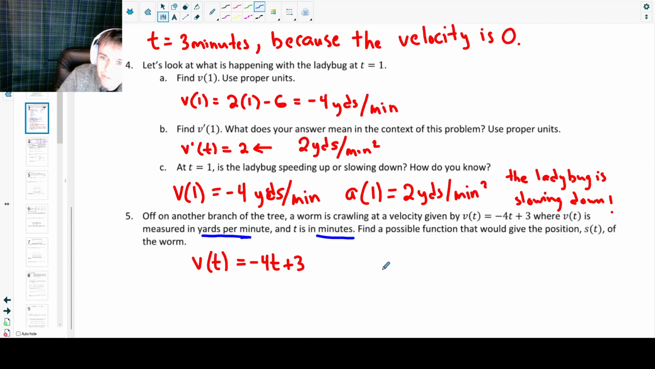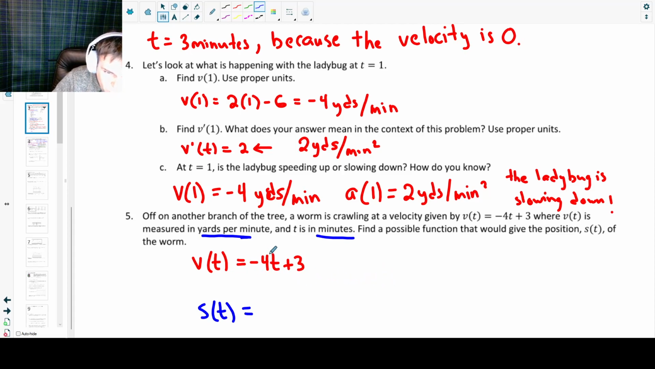Find a possible function that would give the position s of t. Okay, so this is a little weird. We are not calculating a derivative here, because going from velocity to position is not a derivative. Going from position to velocity, that's the derivative. So we're actually doing something called an antiderivative, which we'll be spending lots of units on in the future.